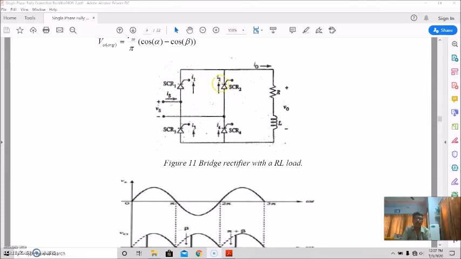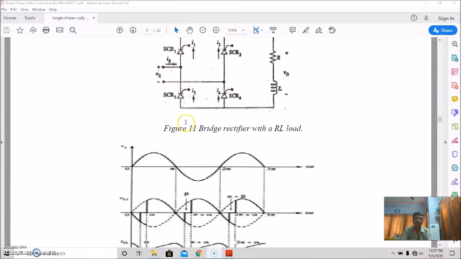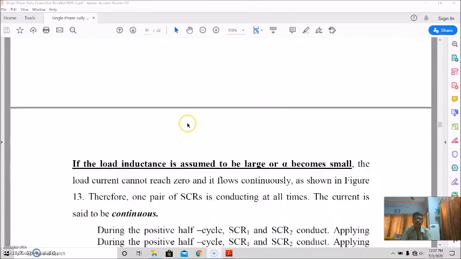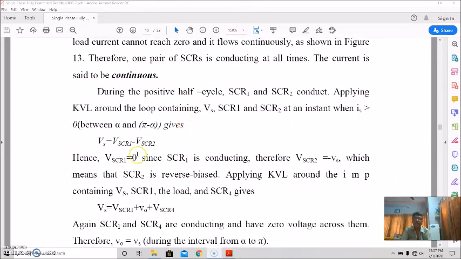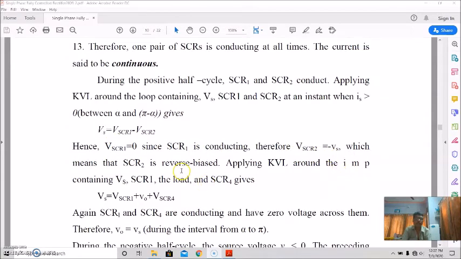Actually like this. Okay, so this will be, yes, clear. So actually half cycle. So when Vs is greater than 0, between alpha to pi minus alpha, it will be like this. If SCR1 and SCR4 are conducting, then the voltage across them is equal to 0, and SCR2 is blocking this voltage, which is equal to minus Vs, which means SCR2 is reverse biased.